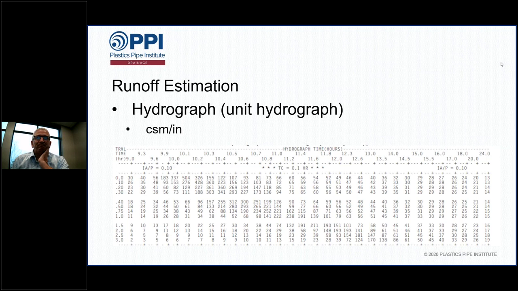So what we do is we go into this particular chart. If we look at, say, a time of 0.0, go across to the hydrograph time of 9.9, and we drop down, we have 183.